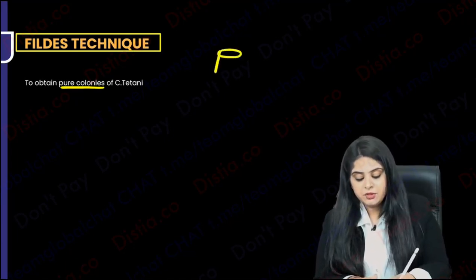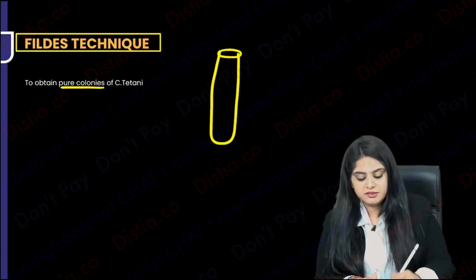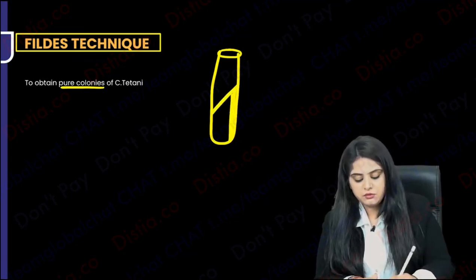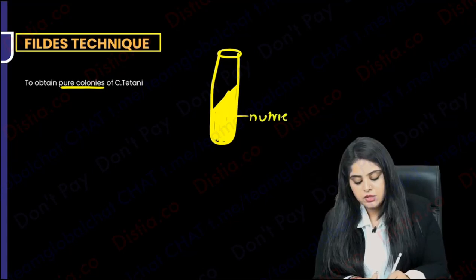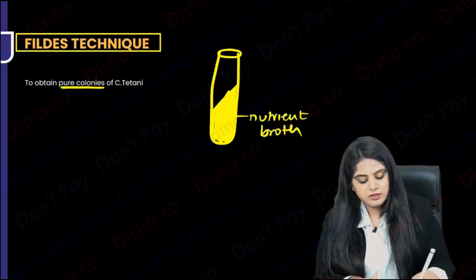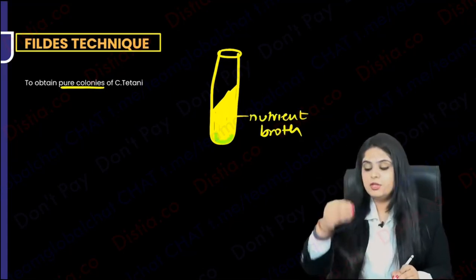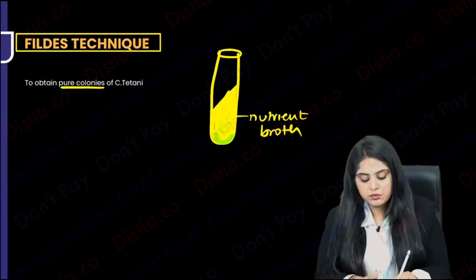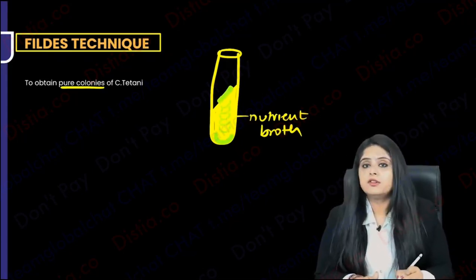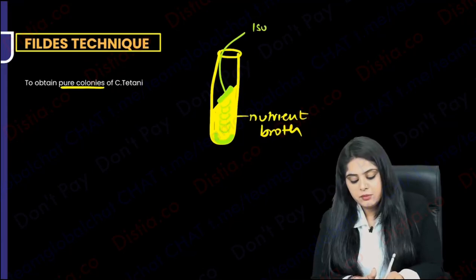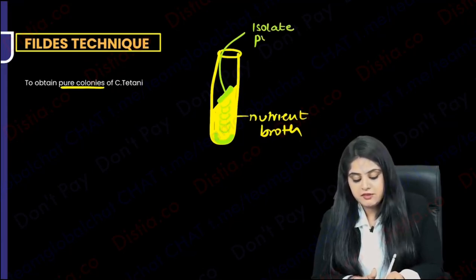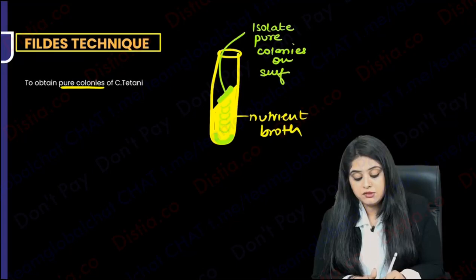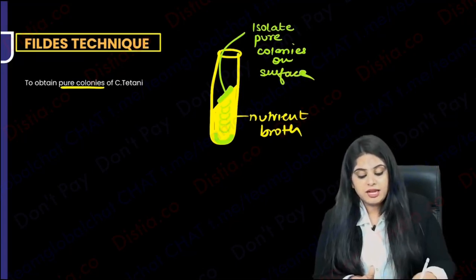So what you're going to do is, you are going to actually take a test tube like this with a nutrient broth. You will realize that if you try to grow it at the bottom, so for example, you kept your sample at the bottom. If Clostridium tetani has grown, have I shown you that it shows you swarming motility and it will come up on the surface? Will you be able to isolate pure colonies from the surface? Yes, we will be able to isolate pure colonies on the surface that will come up because they will swarm, they will move. That is what happens. So that is what is Fildes technique.